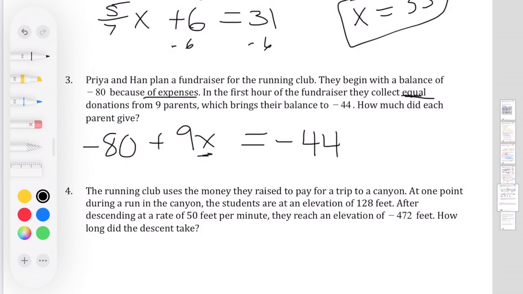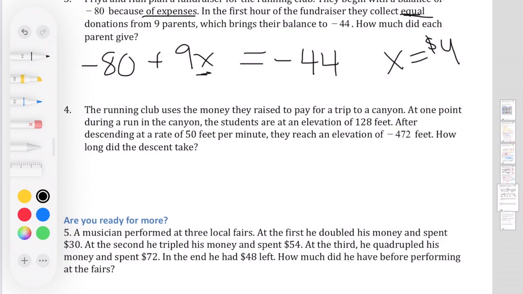Well, you should do the opposite of subtracting $80 in debt, so you'd add 80 to both sides, and then you'd divide that number by the 9 parents that donated, and you would find that x equals $4.